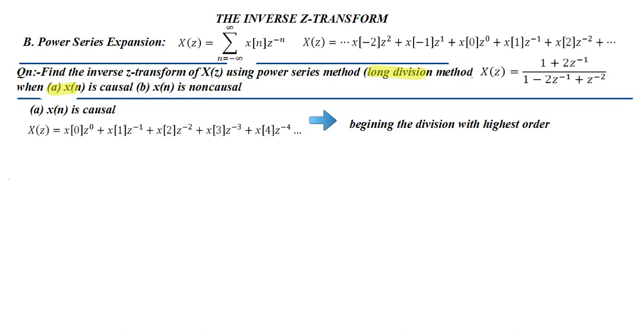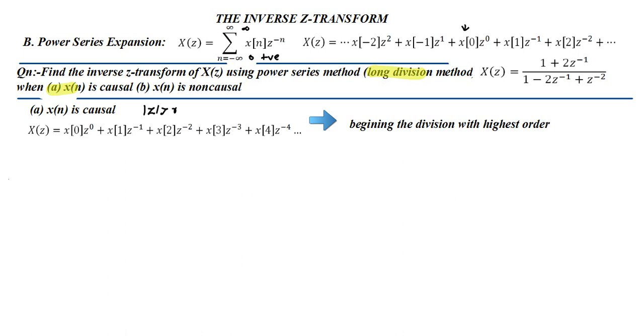When the signal is causal, in the Z transform the modulus of z is greater than some value R. In the time domain, the signal contains only positive n values, from n equal to 0 to infinity. There are no negative values for n. The signal starts from this particular point.